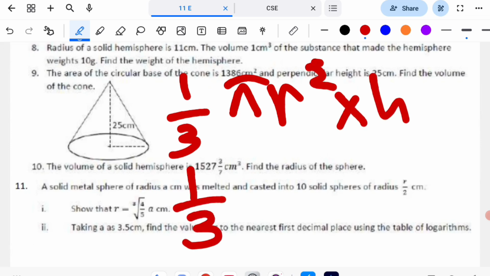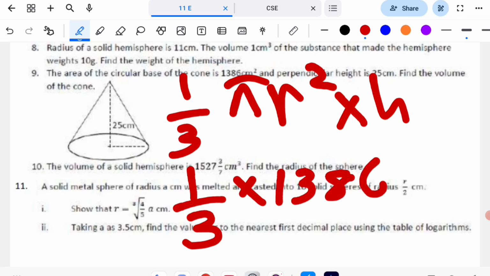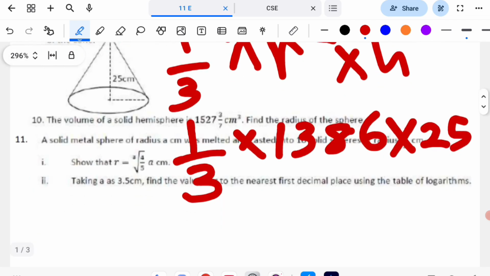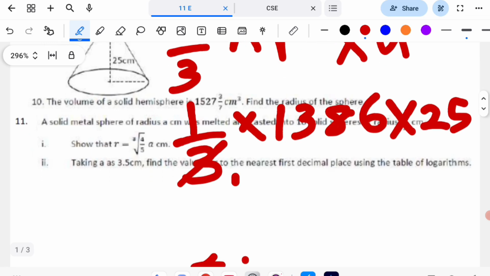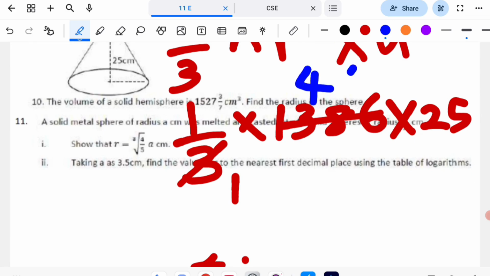1/3 πr² means the base area. Base area is given as 1386. Height is 25. We can cancel out 3 divided by 3, 1. 13 divided by 3, 4, 1 remaining. 18 divided by 3, 6. 6 divided by 3, 2.